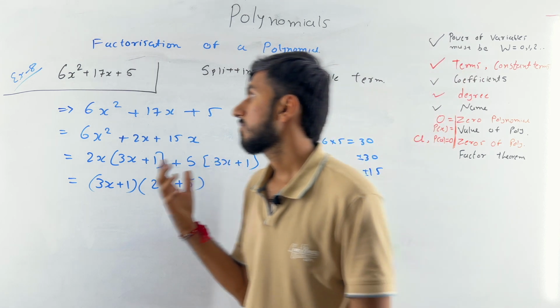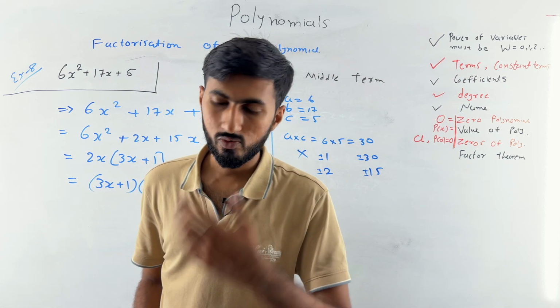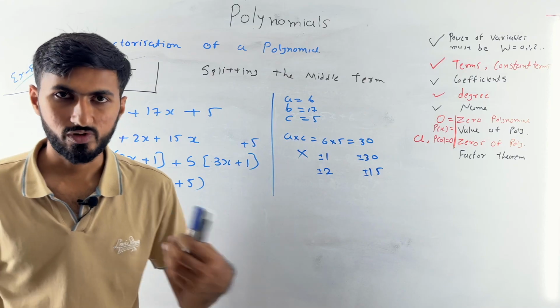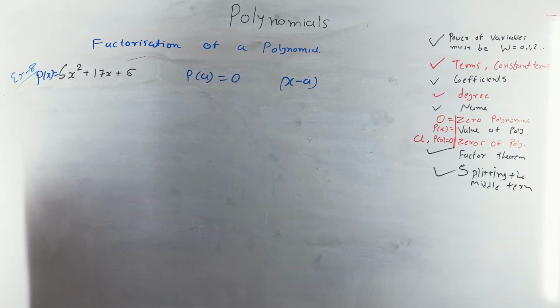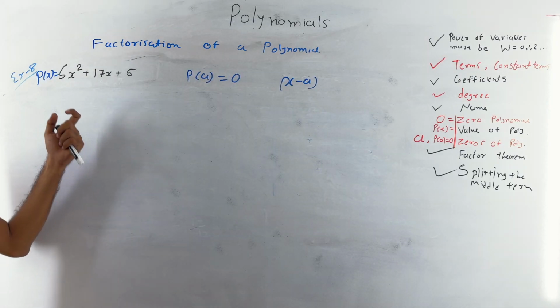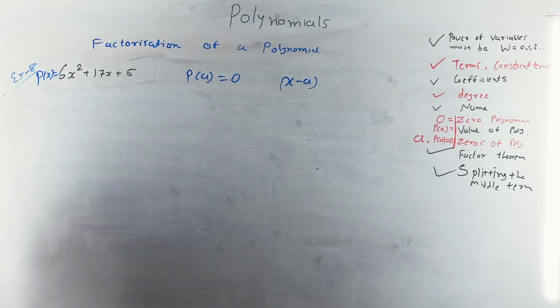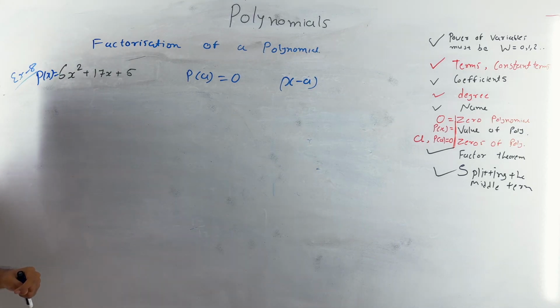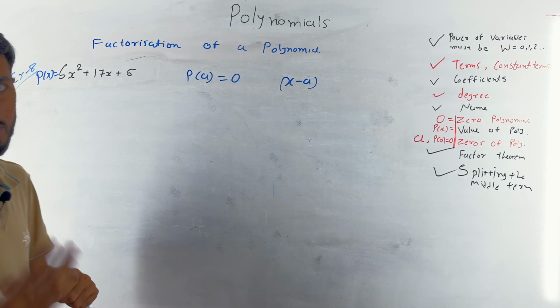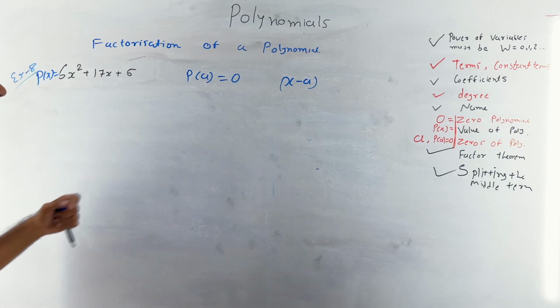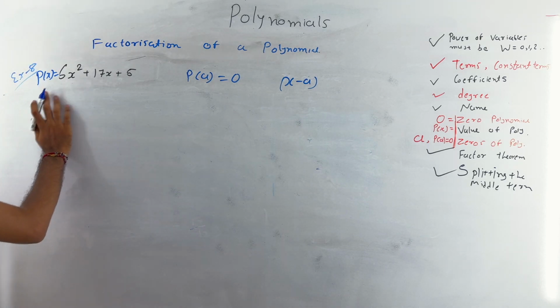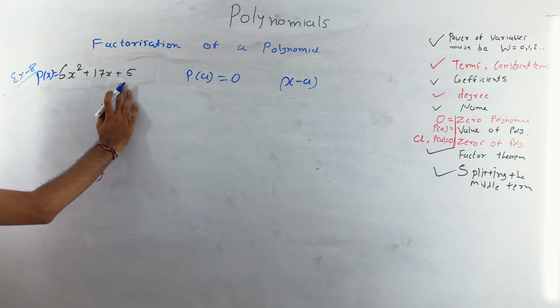Now in the example, it is mentioned that you have to do factorization by factor theorem also. So we will solve example number 8 with factor theorem, right? Because it is mentioned in your question that you have to solve it with factor theorem and splitting the middle term. So we have to find it with factor theorem also. I have p of x equal to 6x square plus 17x plus 5.